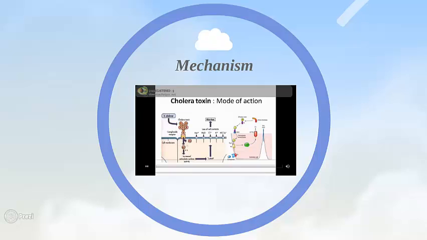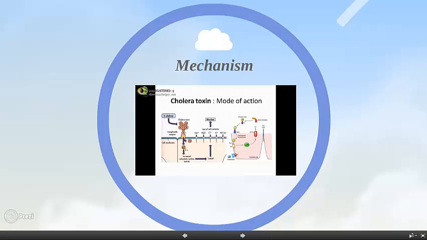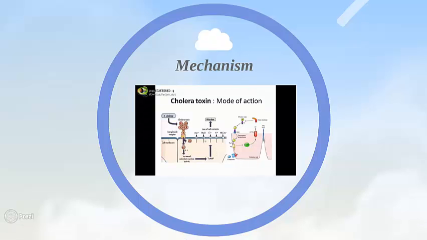Among them, A1 is responsible for the most dangerous activities. A1 will go and increase the concentration of cyclic AMP inside our intestinal cells. As the cyclic AMP concentration increases, it allows massive loss of water as well as ions like sodium, chloride, potassium, and bicarbonate. So the cell is losing everything required for its growth and development.